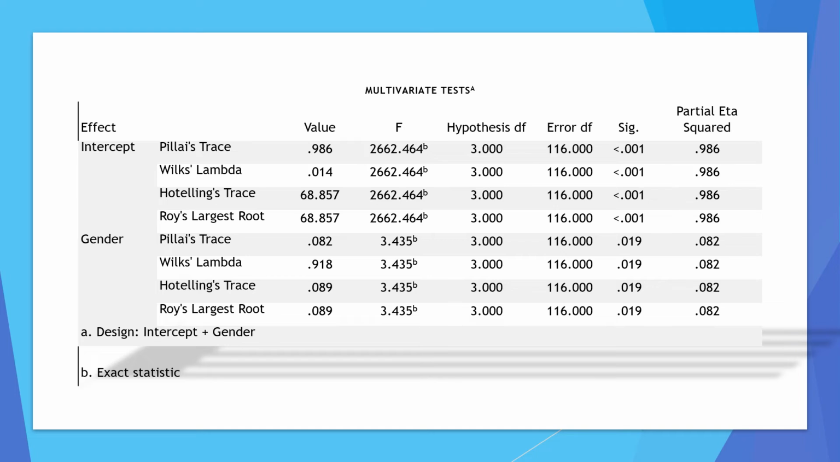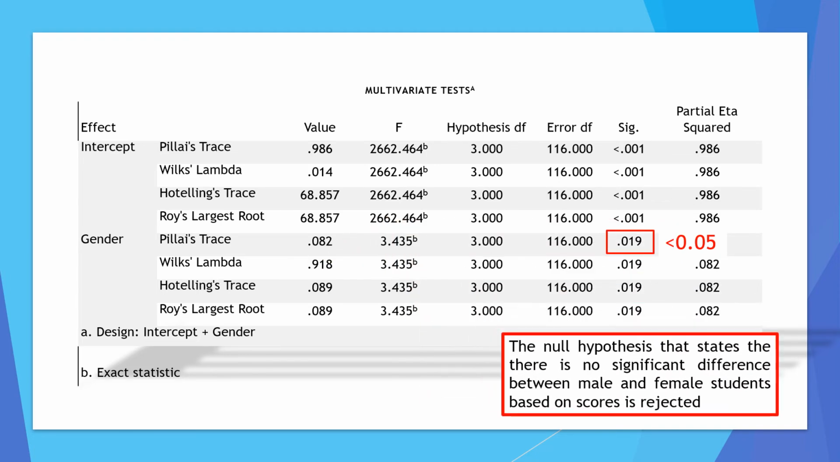This multivariate test table refers to the independent variable, in this example gender only. Please refer to the significant value for the Wilks' Lambda test. Is there a significant difference between male and female students based on the scores of the three subjects? In this example, the significant value is 0.009, which is smaller than 0.05. Thus, the null hypothesis, that there is no significant difference between male and female students based on scores, is rejected. This shows scores for English, mathematics, and science subjects vary significantly between male and female students.